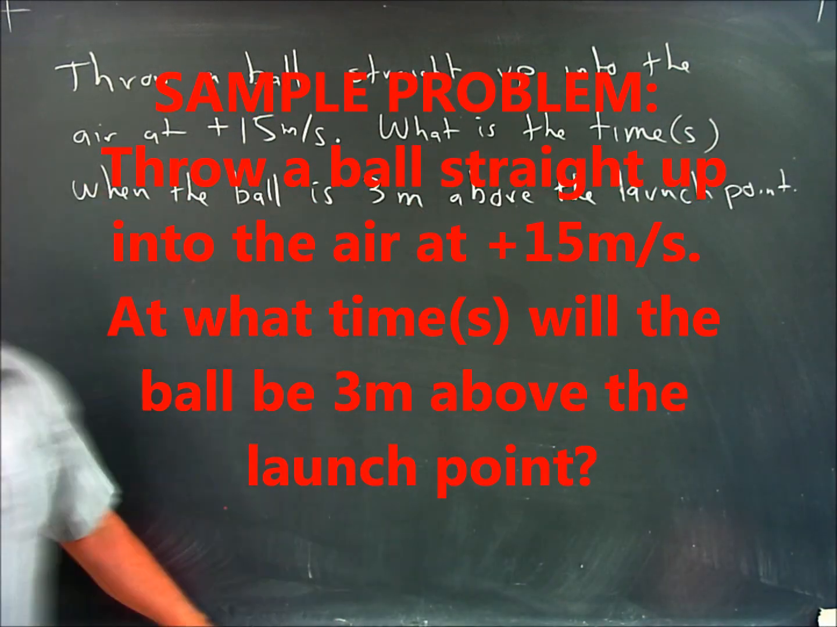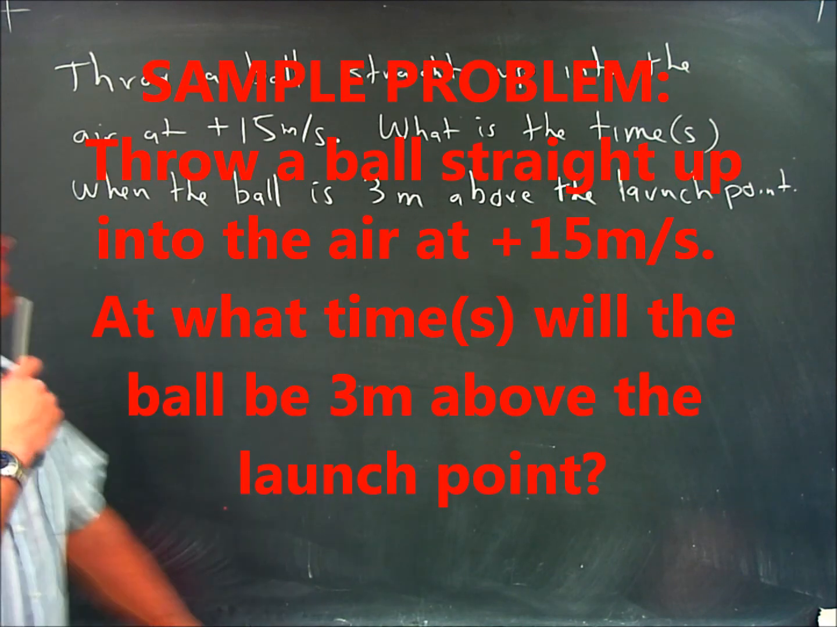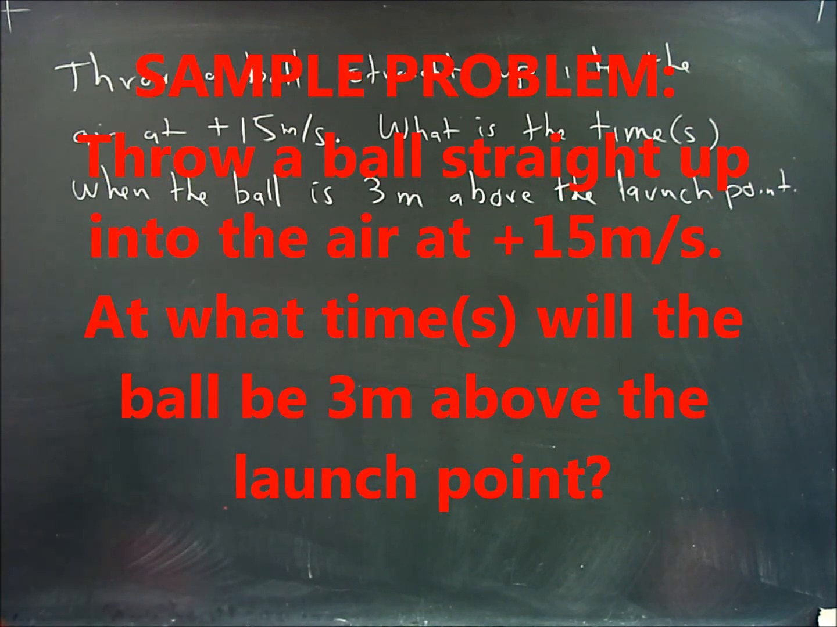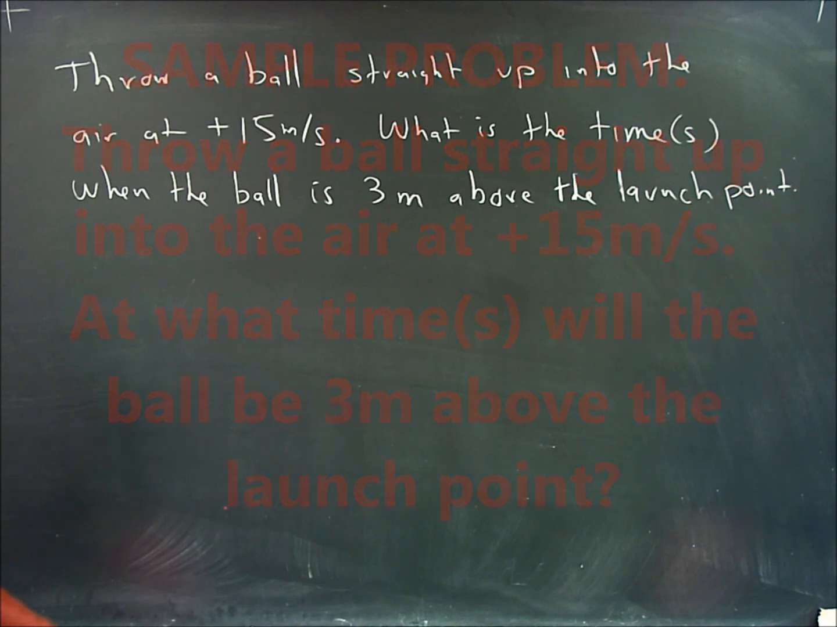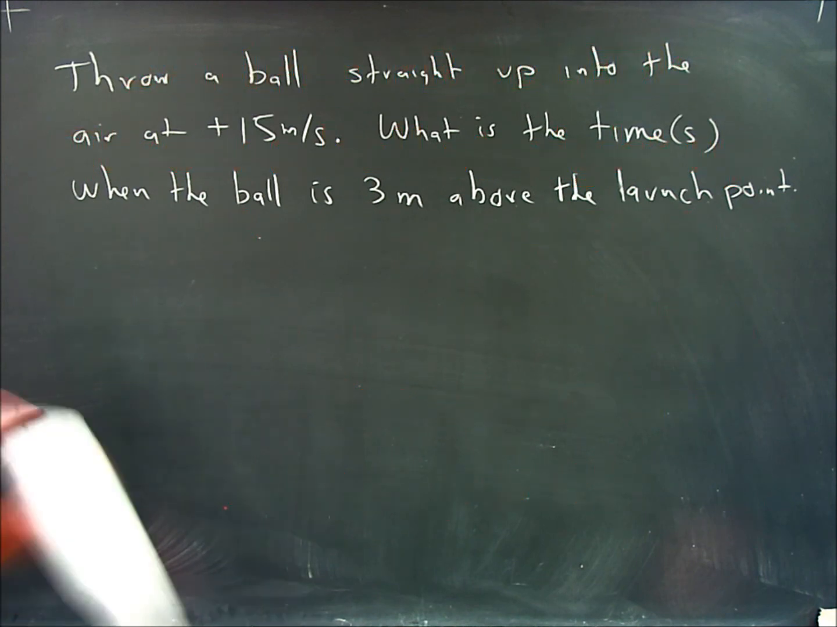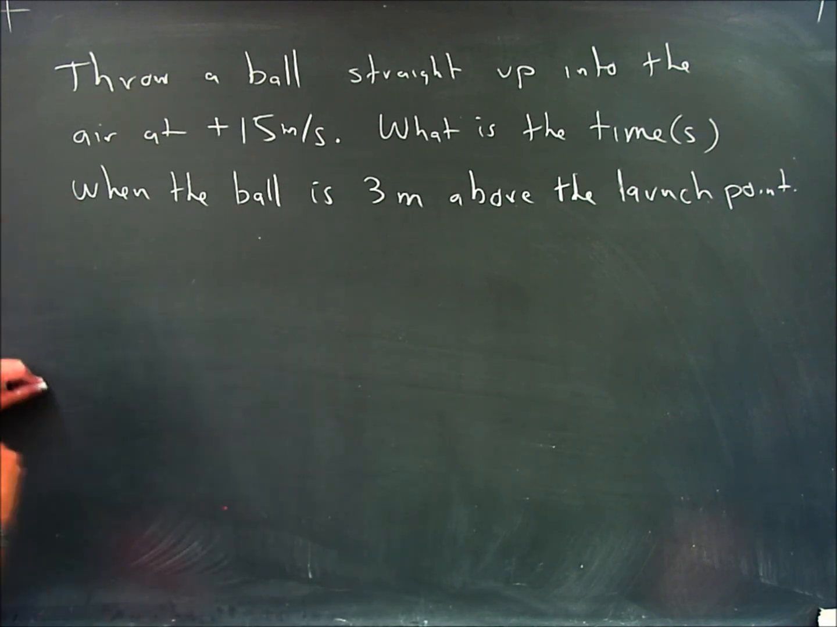Okay, here's another sample problem, and this sample problem says throw a ball straight up into the air with a speed of 15 meters per second. What is the time, in parentheses times, when the ball is 3 meters above the launch point? So again, what we're doing is this. Here's kind of a picture of it.